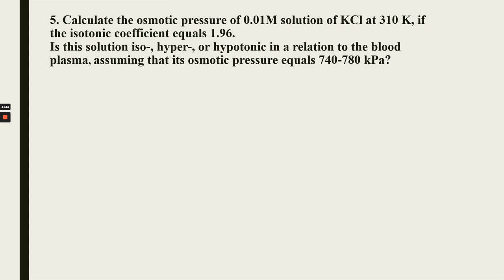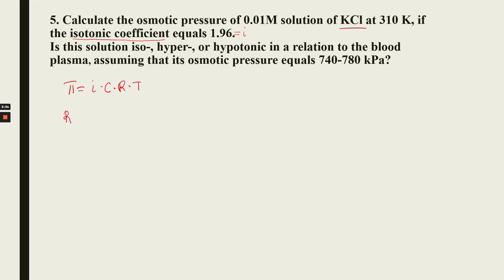First of all, we have to understand if we have electrolyte or non-electrolyte here. Okay, we have electrolyte. It's potassium chloride. It is salt, and also we see that there is given isotonic coefficient, it's i. So we just write the formula P equal i multiply C multiply R multiply T. And then we'll put all the numbers.